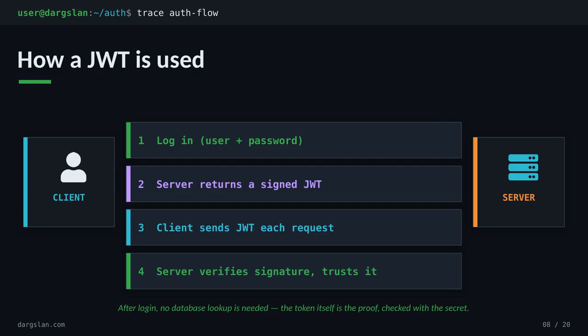So let's trace what that actually looks like in practice. The user logs in once with their username and password. The server validates them and hands back a signed JWT. From there, the client just attaches that token to every request it makes, usually in an authorization header. The server checks the signature, and if it holds up, the request is trusted. No session table, no database round trip. The token carries its own proof.